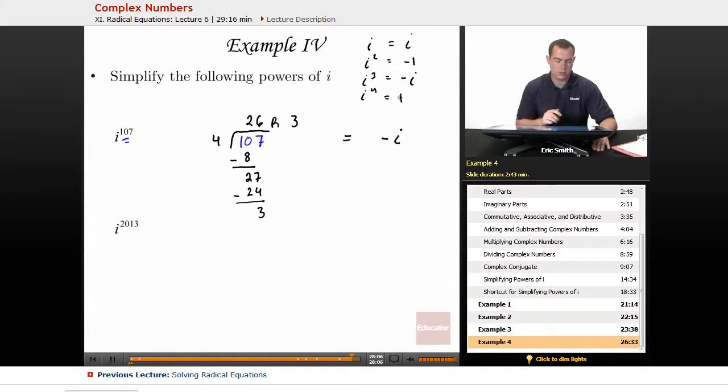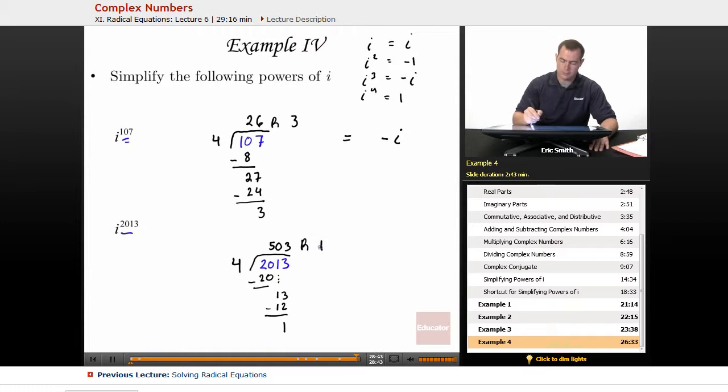Alright, so on to the next one. i to the 2013, something very large. We will grab the exponent, and we will divide it by 4. Okay, so 4 goes into 20, 5 times, and I get 20 exactly. Let's put in our 0 placeholder over the 1, then bring down the 13. So 4 goes into 13 3 times, and we'll get 12. So this one shows that my remainder is 1.